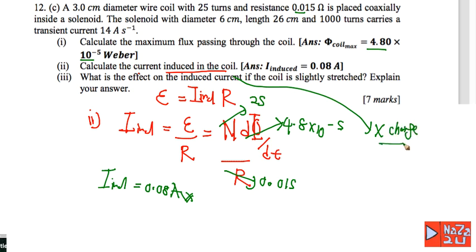Why? This is because when you stretch the coil, you don't have a change of area A. So meaning the value of the flux is not changed, meaning the value of induced current stays the same. Thank you.